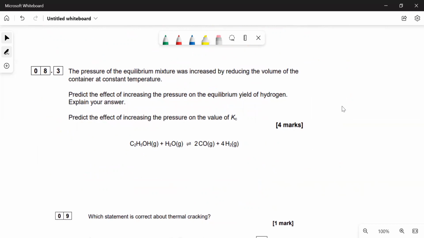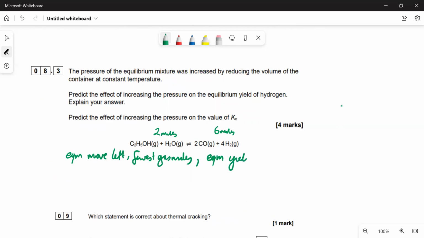Right, the pressure of the equilibrium mixture was increased by reducing the volume. Predict the effect of increasing the pressure on the equilibrium yield. Okay, so let's have a look at this. We have got 2 moles of gas on the left-hand side of the equation, and we've got 6 moles on the right-hand side of the equation. So if you increase the pressure, the equilibrium will move to the left, fewest gas moles side. And so that means the equilibrium yield of hydrogen will be lower. Drops.